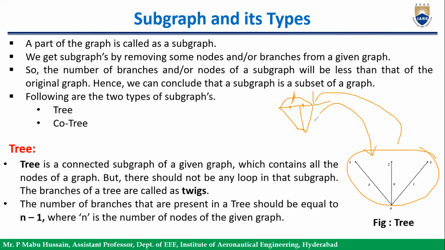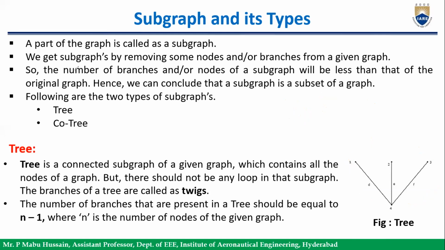Now you can say that this graph is a subgraph of this main graph. A subgraph is a part of the graph, which you get if you remove some nodes and branches from the given main graph. The number of branches and nodes in a subgraph will generally be less than in the original graph. Hence, we can conclude that a subgraph is a subset of the main graph. There are mainly two classifications of subgraph: one is called the tree, and another is called the co-tree.